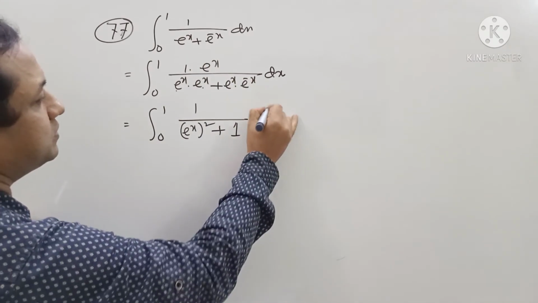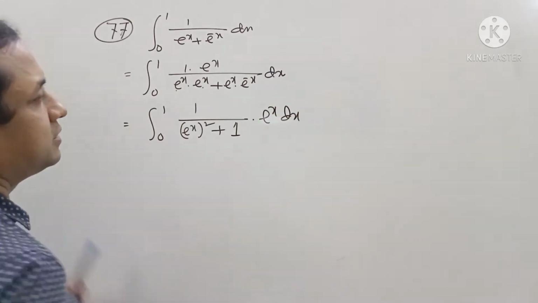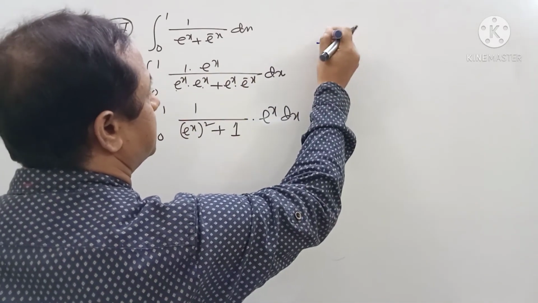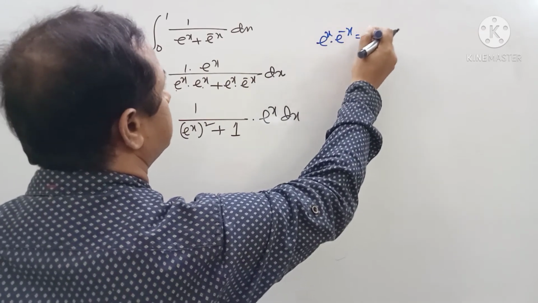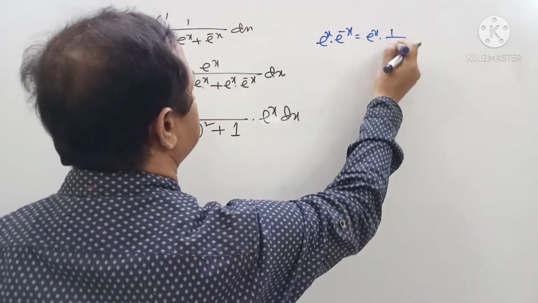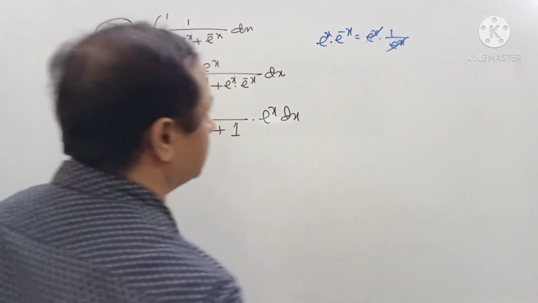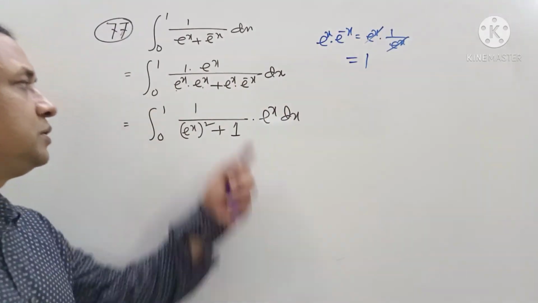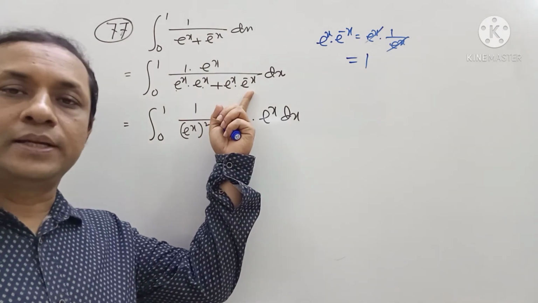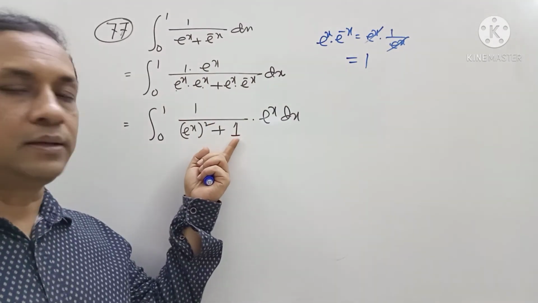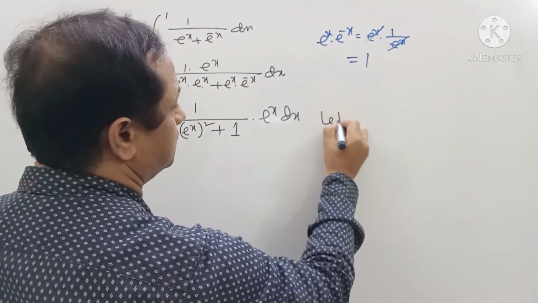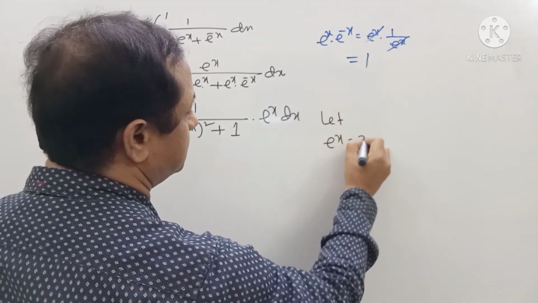Then we have e to the power x dx. So student, here e to the power x into e to the power minus x equals e to the power x times 1 by e to the power x, which is 1. Now let e to the power x equals z.